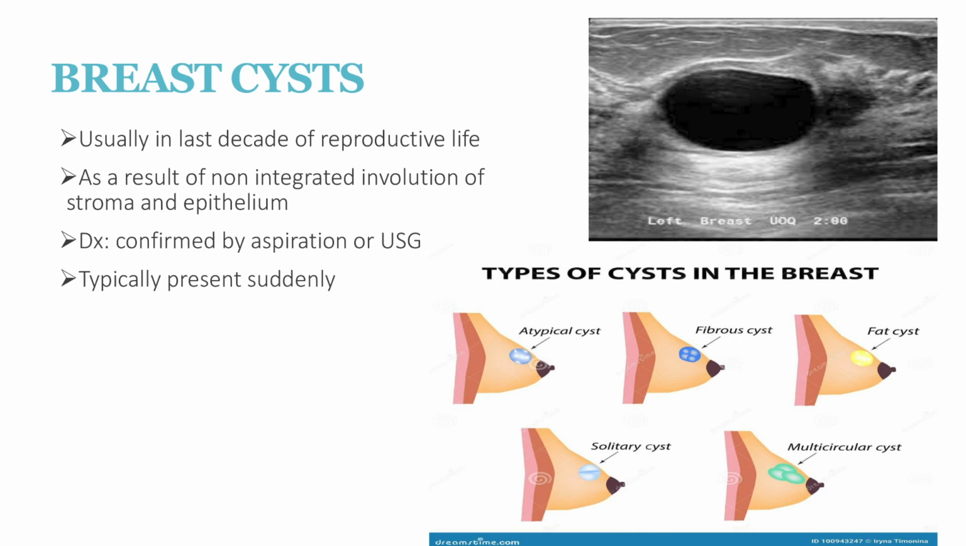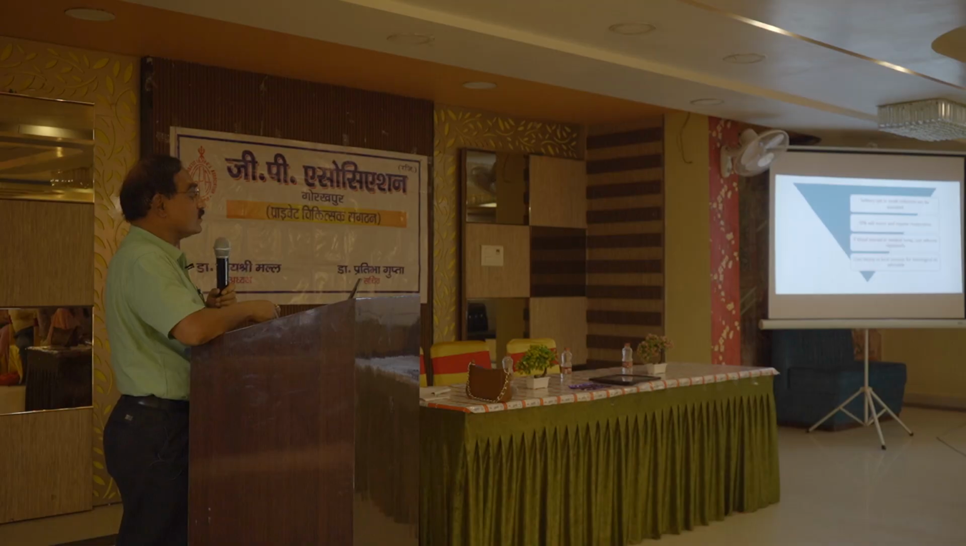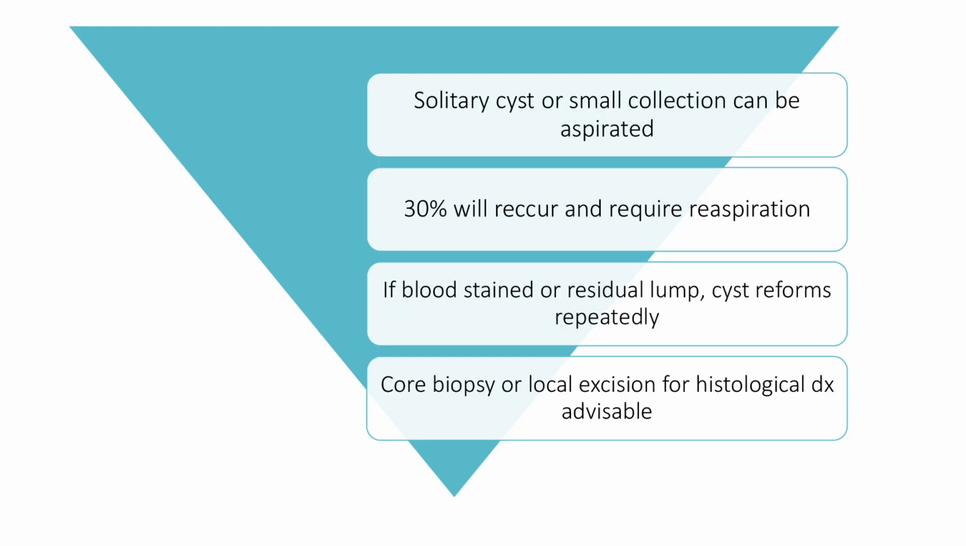Types of cyst in the breast: the atypical cyst, fibrous cyst, fat cyst, solitary cyst and multilocular cyst. A solitary cyst or a small collection can be aspirated. About 30% will recur and require re-aspiration. If it is blood-stained, or there is a residual lump, or the cyst forms repeatedly, then you have to go for a core biopsy or local excision for histopathology.